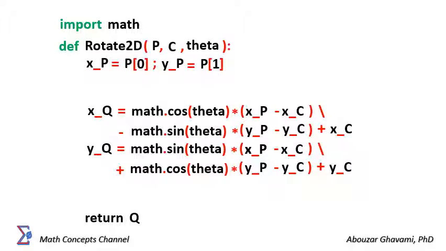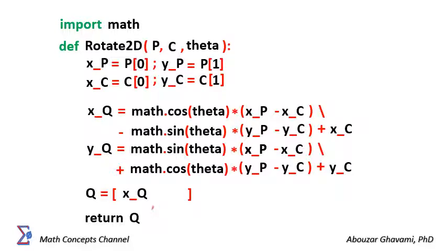Center point C is represented as a 2-element list. xc is the first element of list C that is equal to C0. yc is the second element of list C that is equal to C1. We also represent rotated point Q with a 2-element list. Q0 equals to xq and Q1 equals to yq.